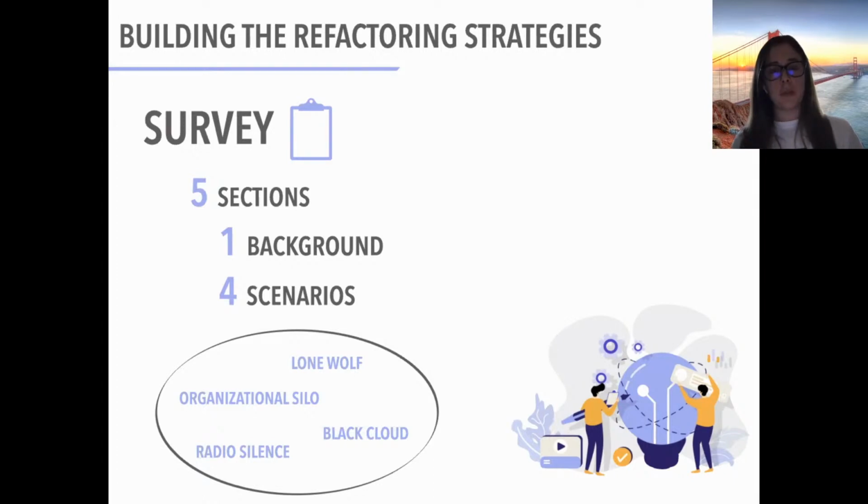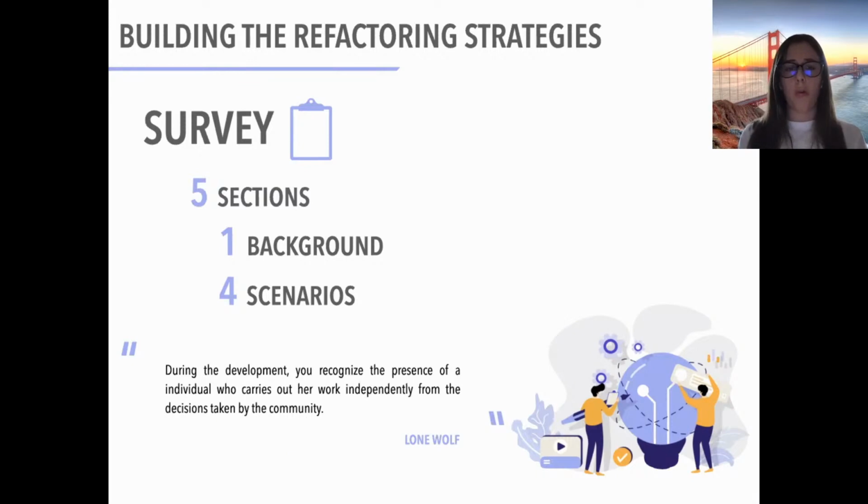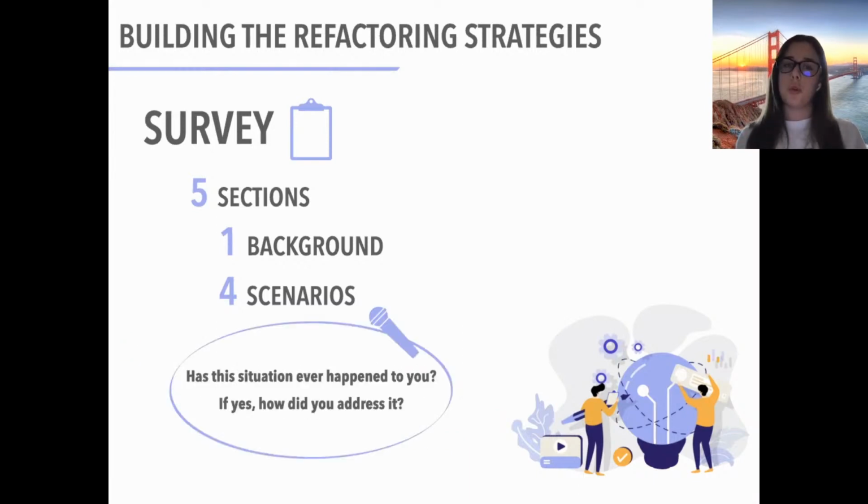But pay attention, we did not explicitly say, hey, this is a community smell, but we just told them a story. For example, here, there is the story of the lone wolf. During the development, you recognize the presence of individuals who carry out their work independently from the decisions taken by the community. And after that, we asked them, has this situation ever happened to you? And if yes, how did you address it?